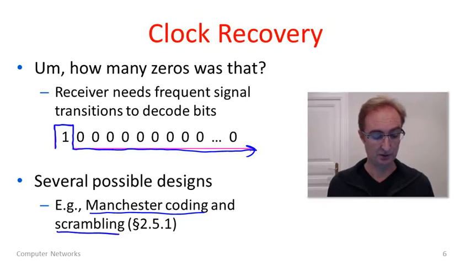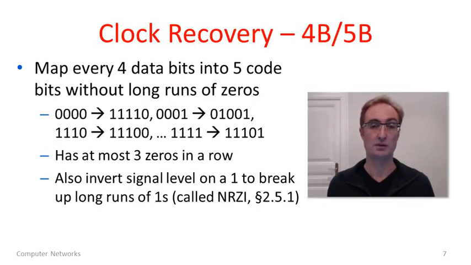Another approach is something called scrambling. You could exclusive OR your data with a pseudo-random signal, which makes it highly likely that you'll get transitions. You can look at these designs for fun. Instead, what I'm going to do is tell you just about one form of modulation that's used to help with clock recovery. And that's called 4B5B. Now the idea here is that we're going to map every 4 data bits into 5 code bits, which are then sent as a signal. And we'll do this in a way where we won't have long runs of zeros.